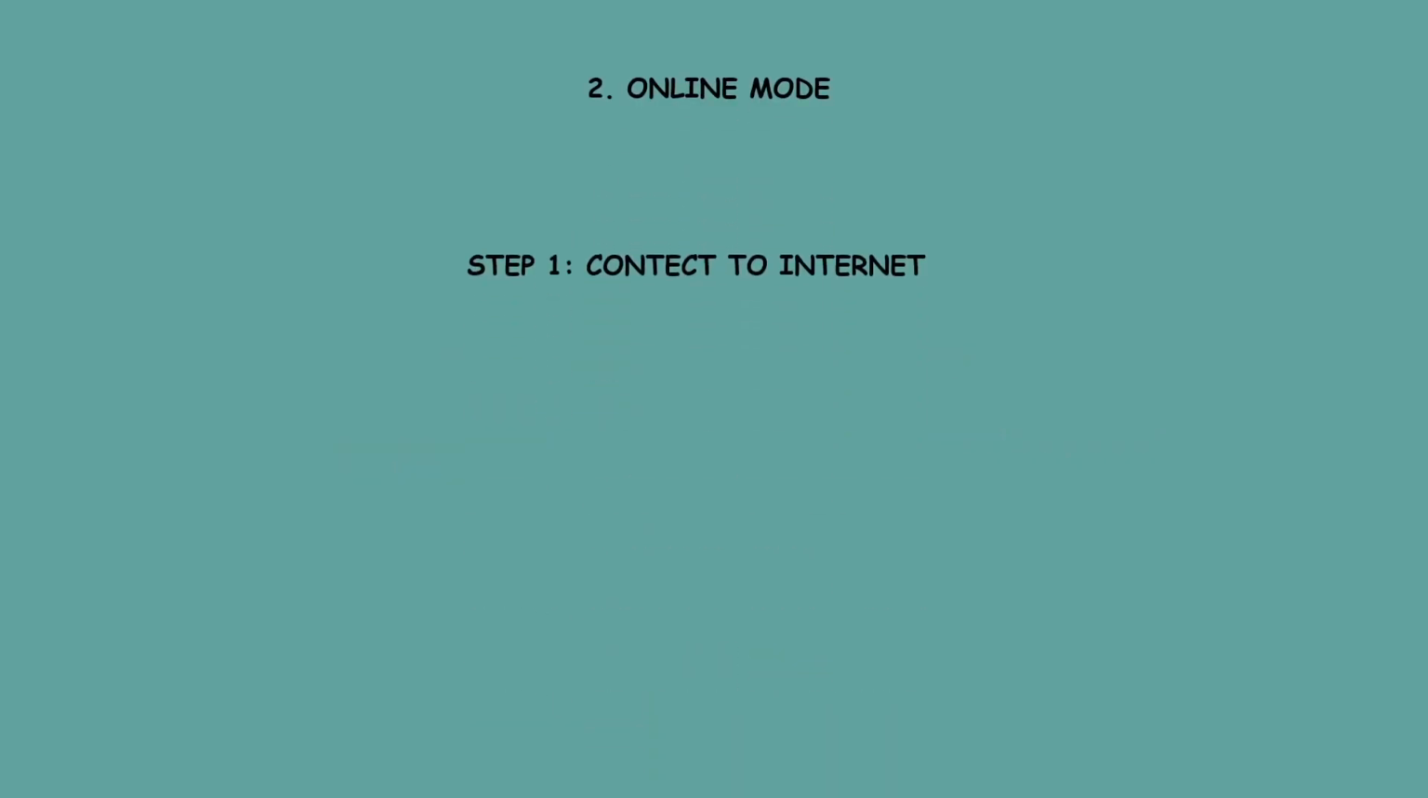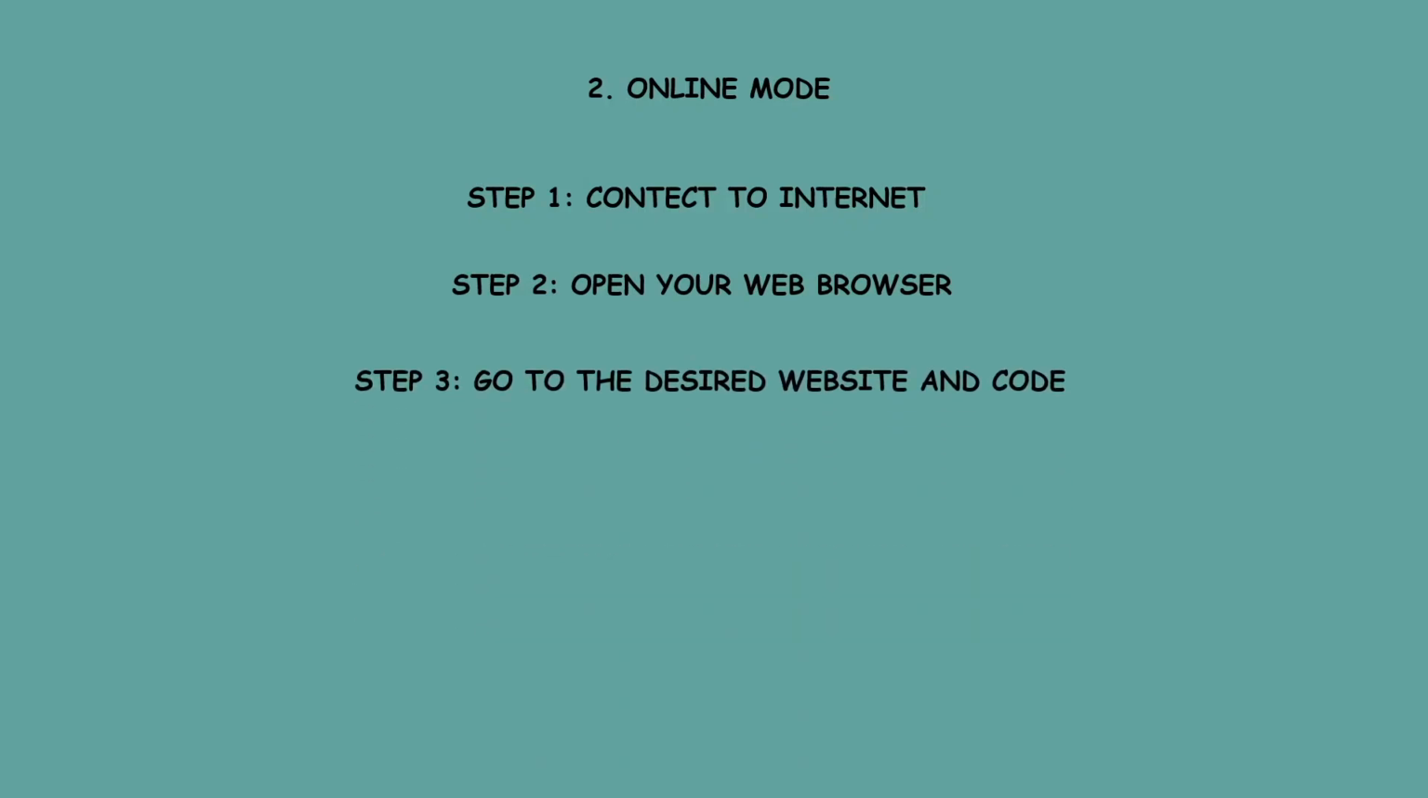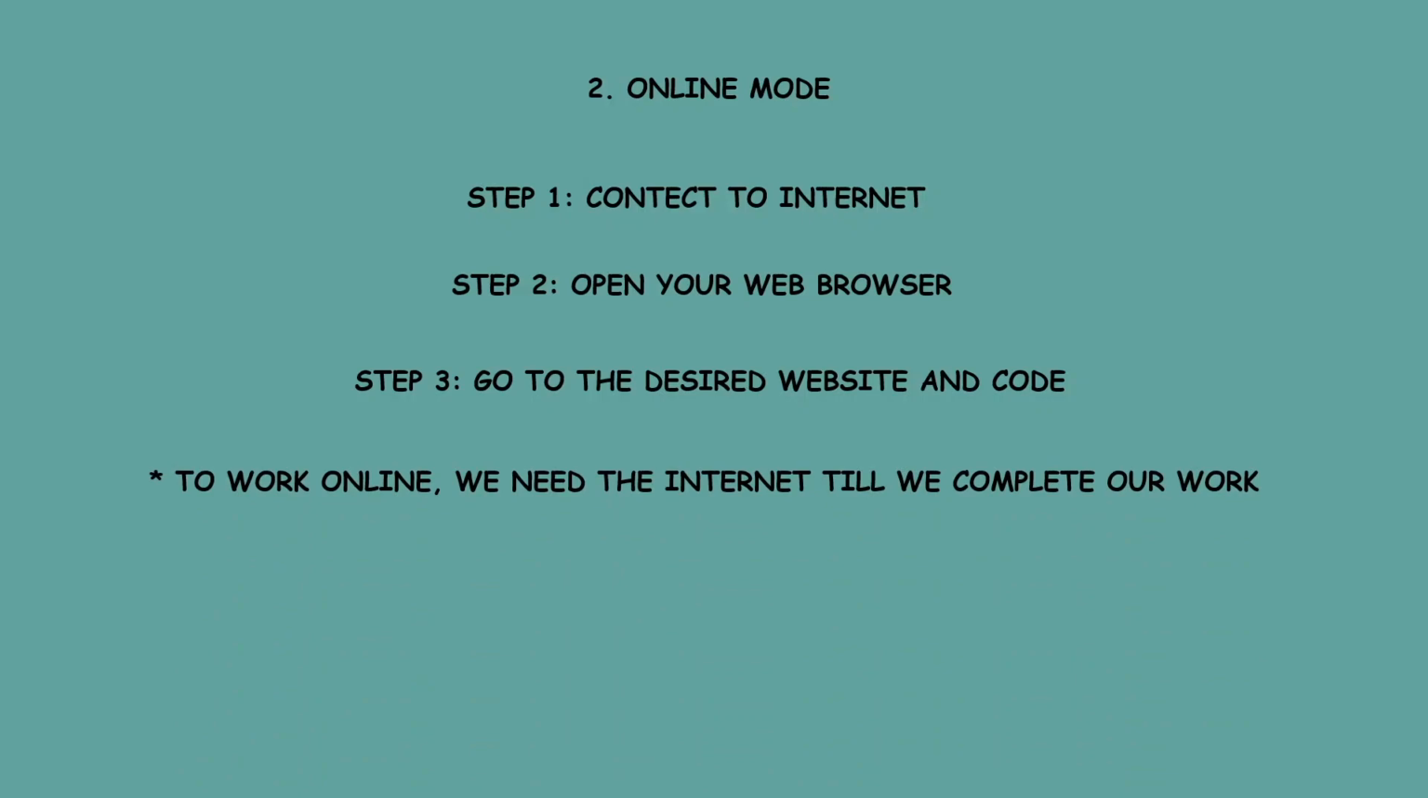For online mode, step number one will be the same. Connect to the internet. Step number two will be open your web browser and go to the website that we wish to write code at. Now here we need to remember that when we are working on the browser, we need the internet connection throughout till we have completed our work.